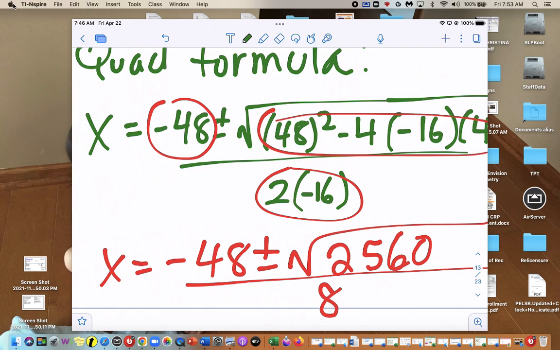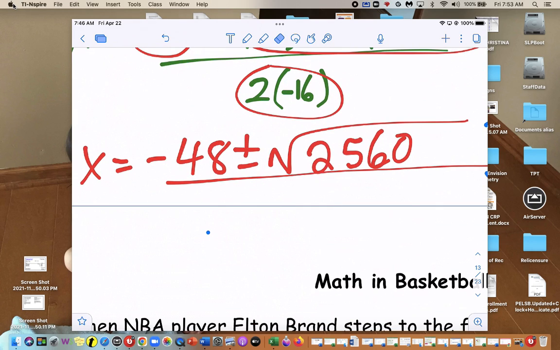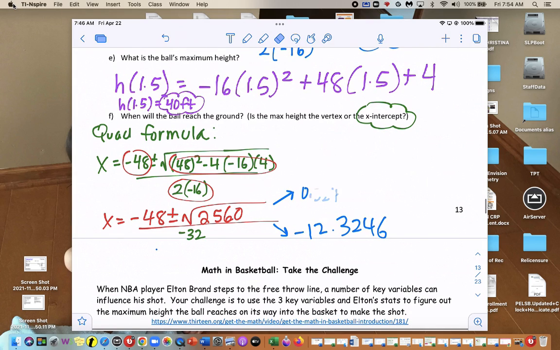All right, so negative 16, which changes this. This should be negative 32. Recalculate. That's why these are wrong. The answers didn't make sense. Okay, let's try it again. Negative 48 plus the square root of 2,560. Hit enter. Divided by negative 32.